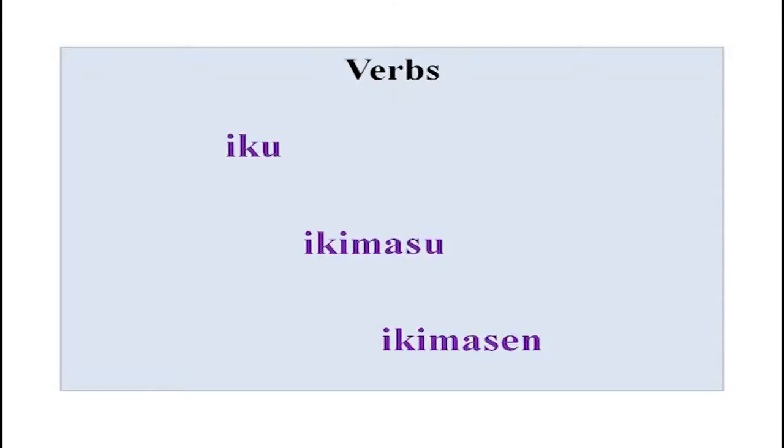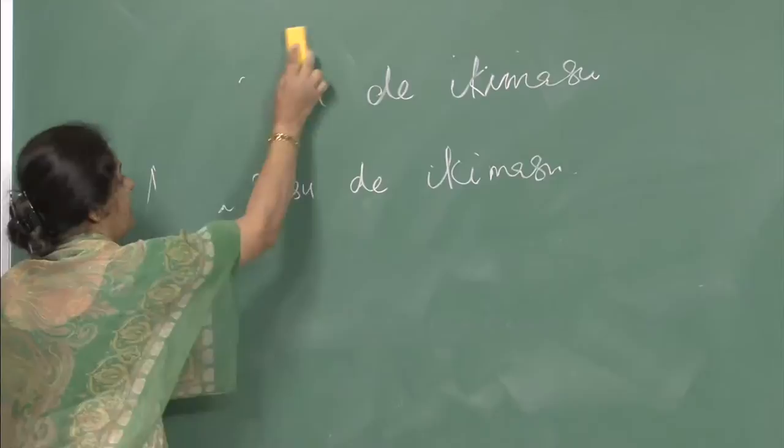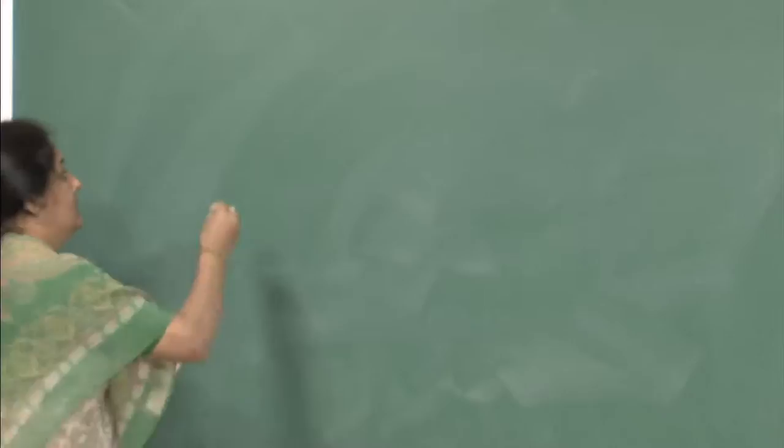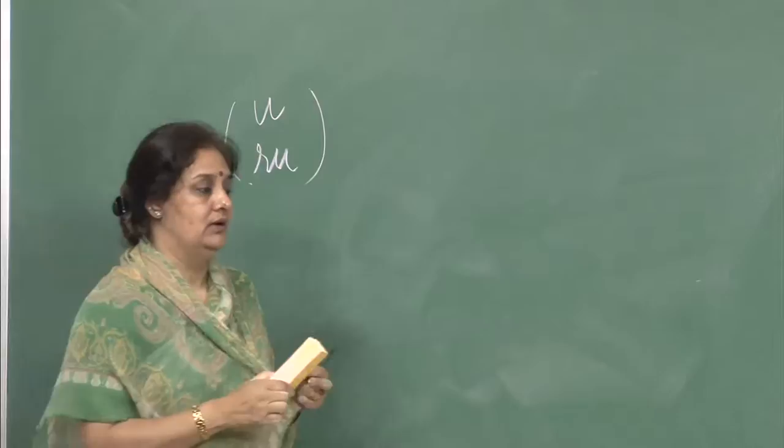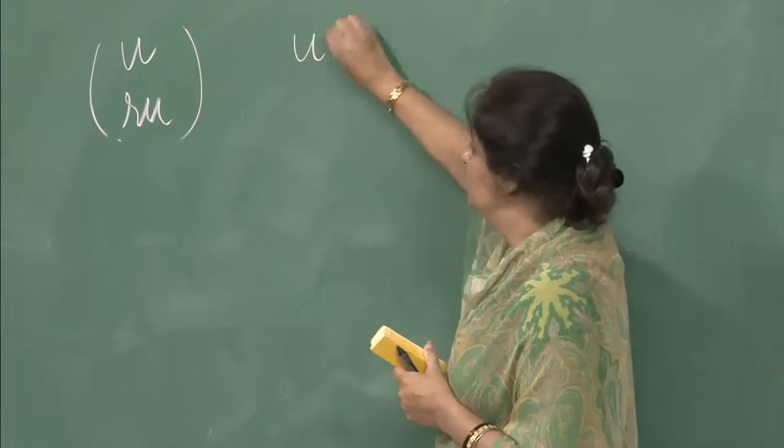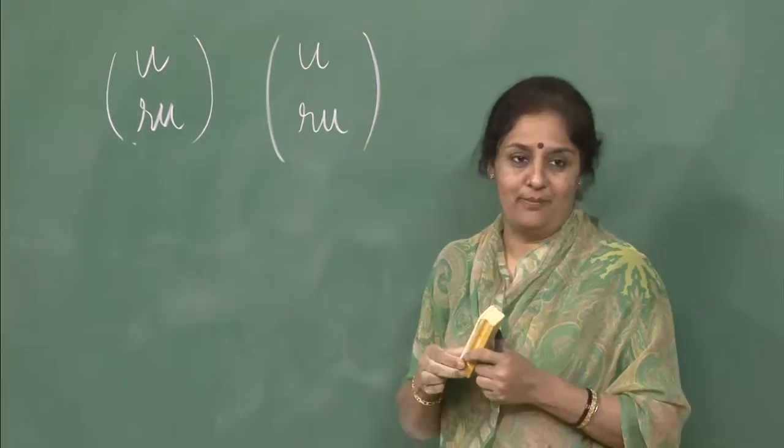Now, I want to tell you something about verbs. In Japanese, verbs are divided into two categories, basically two categories, the u verbs and the ru verbs. Now, there is a base form of the verb, the stem of the verb, the dictionary form of the verb. And if the verb ends in u or in ru, it is in its dictionary form. Please remember that.